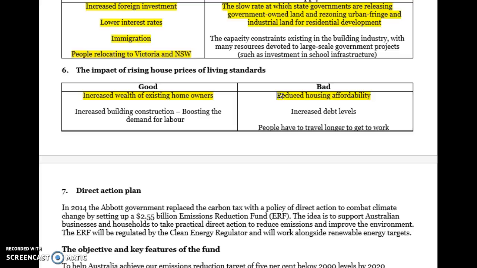From a negative point of view, you could talk about the reduced housing affordability, and people are getting priced out of the market. It's also a negative of low interest rates at the moment: increased debt levels, because people are going to have to go into more debt to purchase houses.